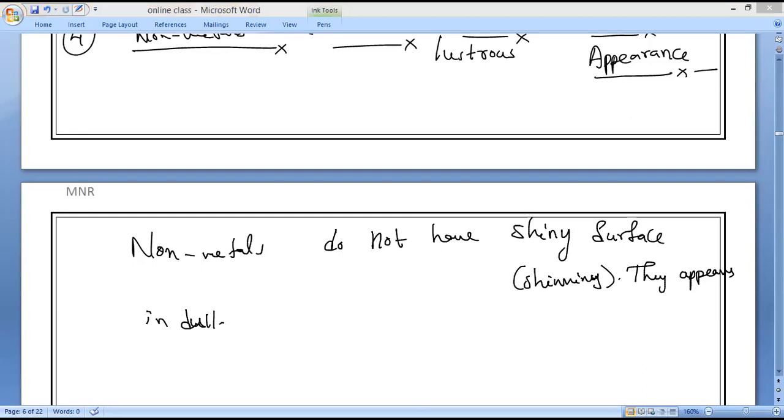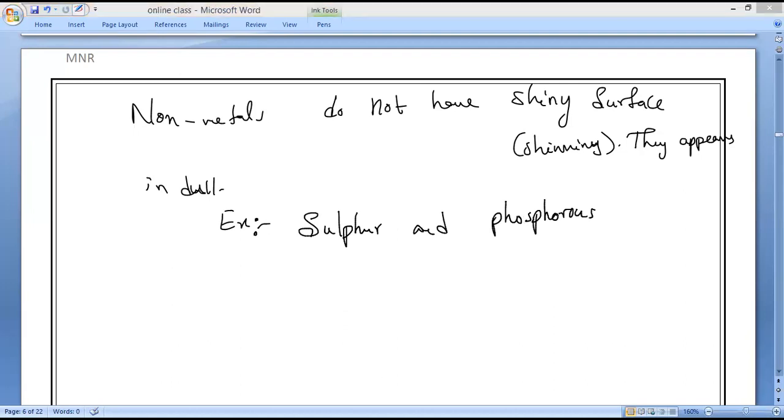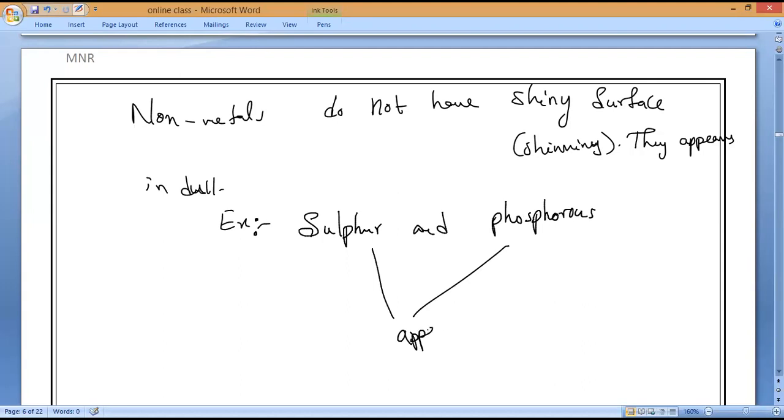So the solid non-metals have a dull appearance. What is the example? Sulfur and phosphorus. These are examples of non-metals with no luster, they have no shining surface. Both appear dull in nature. That is what you have to remember.